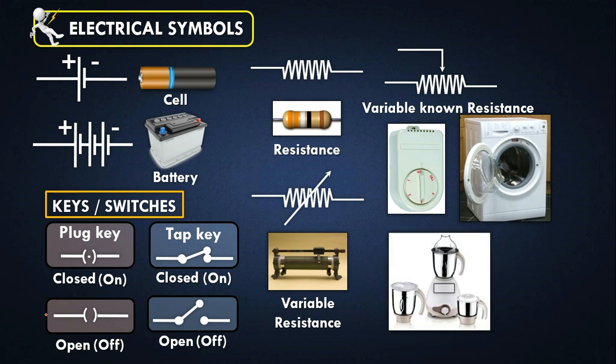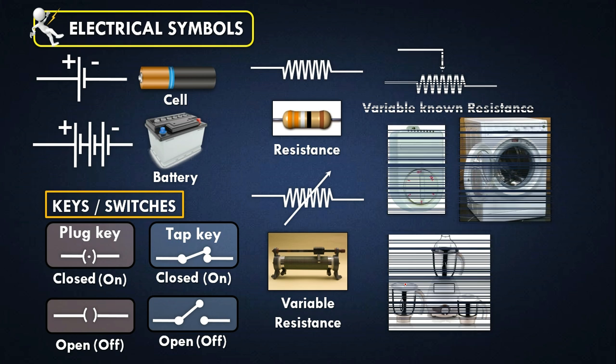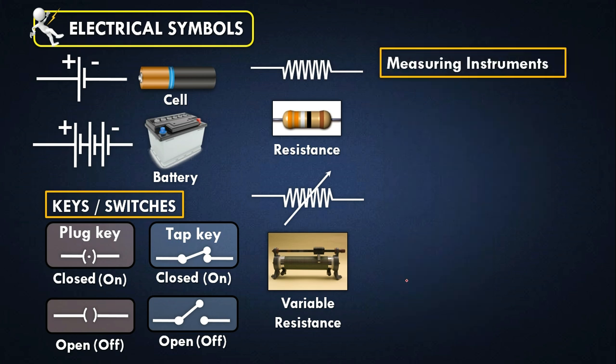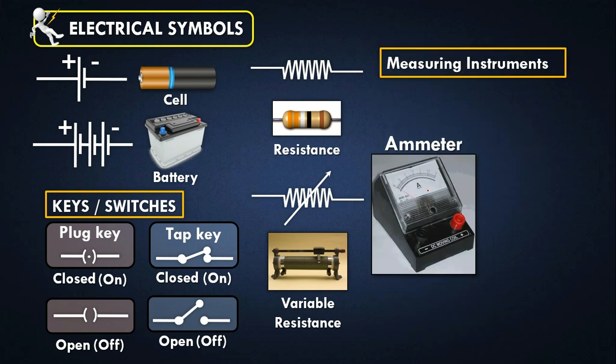A regulator of the fan. Okay, to supply sufficient current and to increase or decrease the speed of the fan, and here a washing machine, and then a mixie. Okay, so measuring instruments, ammeter.